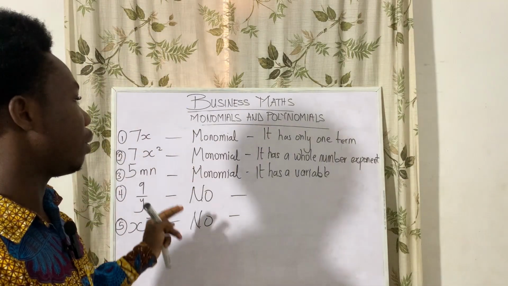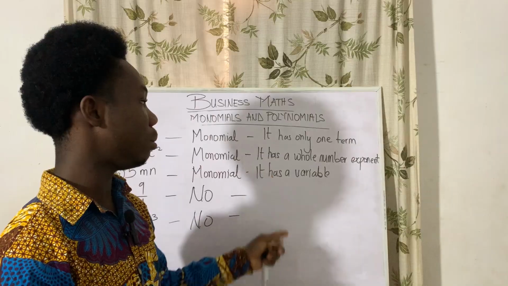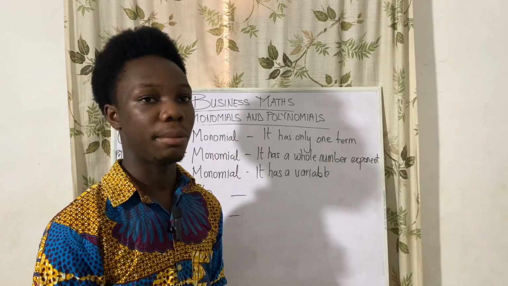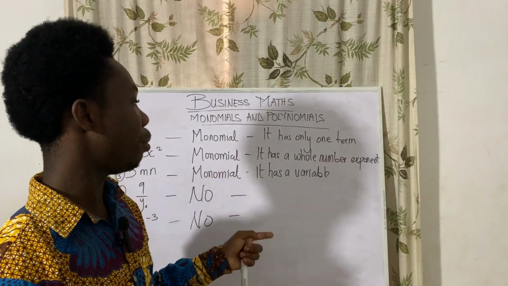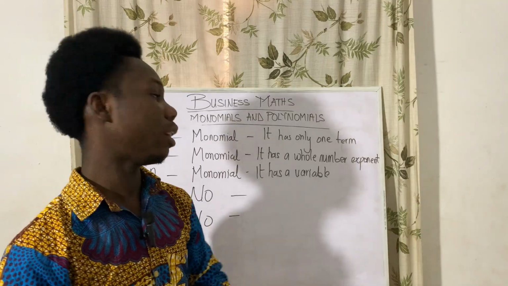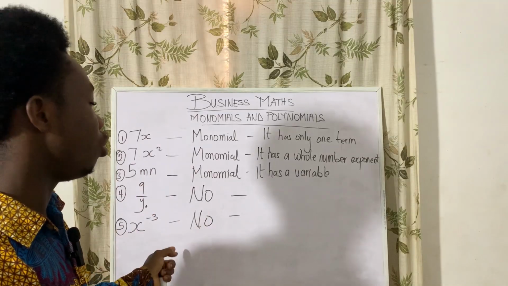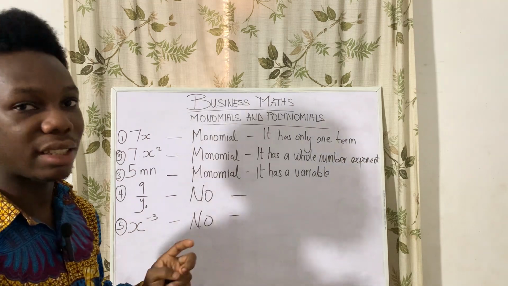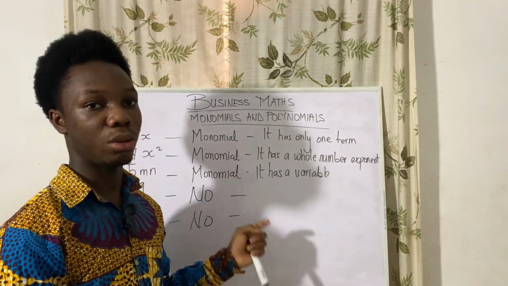Now, we've identified whether this is a monomial or not. So, to identify things, please keep these things in your head. One, a monomial has only one term. Two, a monomial has a whole number exponent, and also a monomial has a variable, or a product of variables. Now, to identify whether this is not a monomial, one, if you see a denominator with a variable, it means that it is not a monomial. Also, with a negative exponent, it means this is not a monomial.